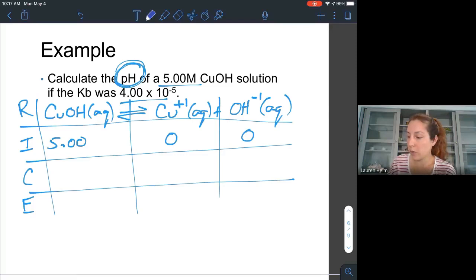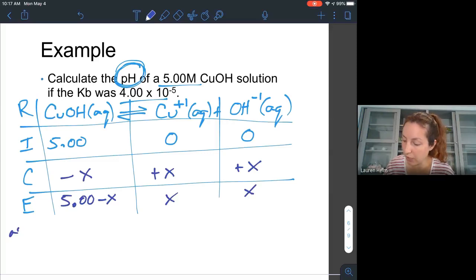What's the change going to be? We're going to lose reactant as we go to make product. That means our equilibrium concentrations are going to be 5 molar minus X, X, X. Again, we're going to make an assumption here. We're going to declare that we're assuming that X is very small, or in other words, X, which is our hydroxide ion concentration.